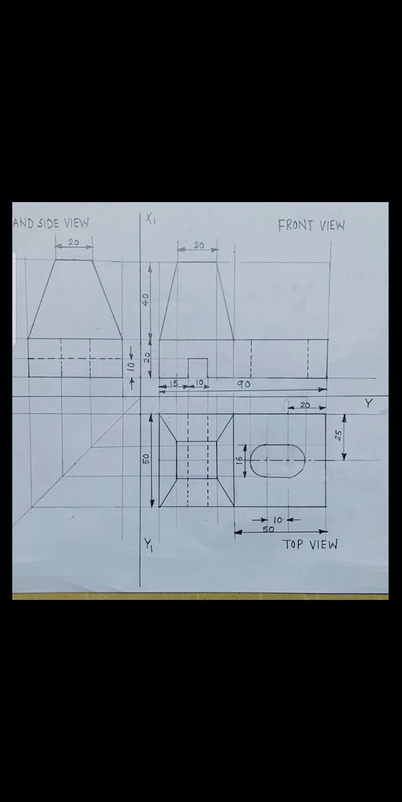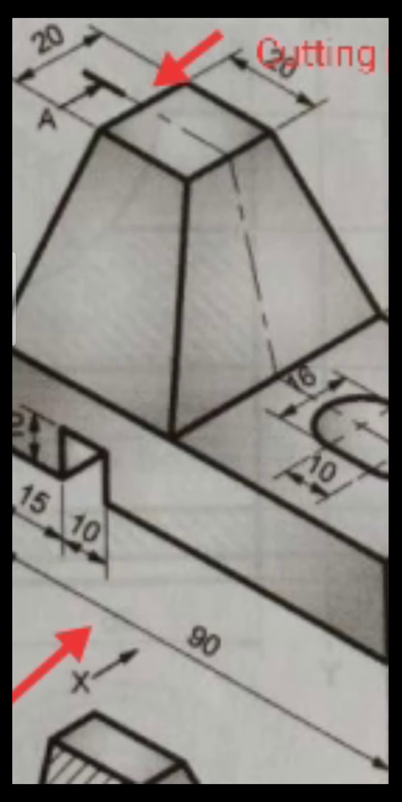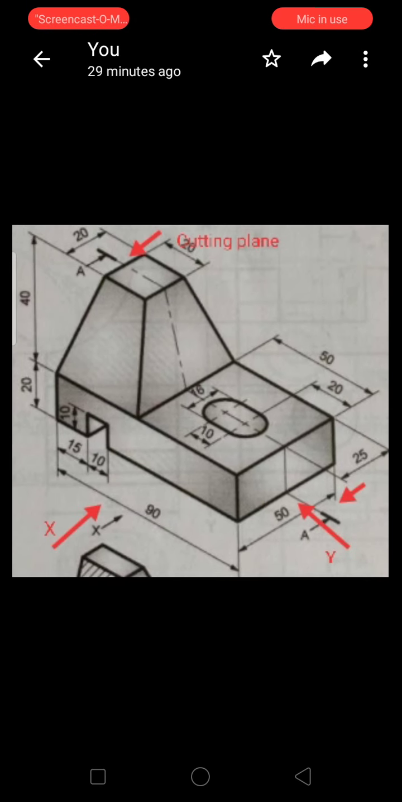Now we see how to draw the sectional view for this particular object. To draw the sectional view, in the exam they will give the cutting section. The cutting section is given as A and here is A. So along the cutting section A, you are going to draw the sectional view.